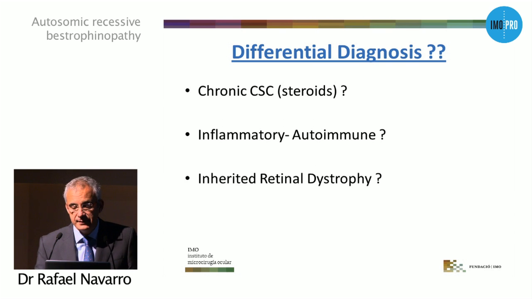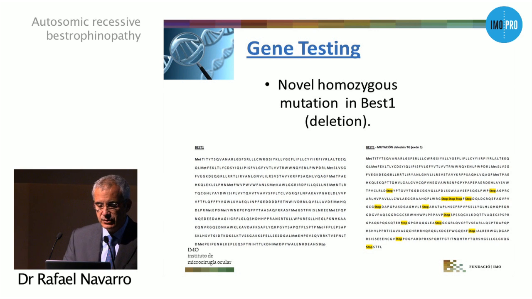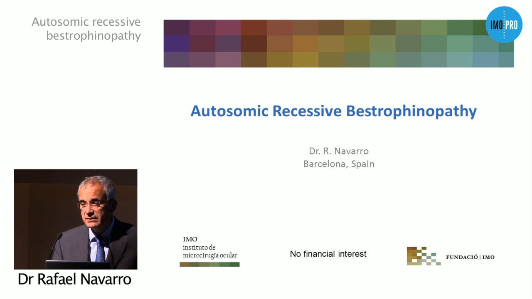So the diagnosis can be challenging. We can think maybe this is a chronic central serous chorioretinopathy induced by steroids. Maybe we can think of inflammatory autoimmune retinopathy or inherited retinal dystrophy. We thought that this was more compatible with inherited retinal dystrophy. We performed gene testing and we found a novel homozygous mutation in the BEST1 gene. So the diagnosis is autosomal recessive bestrophinopathy, which is a clinical entity that was described in 2008.